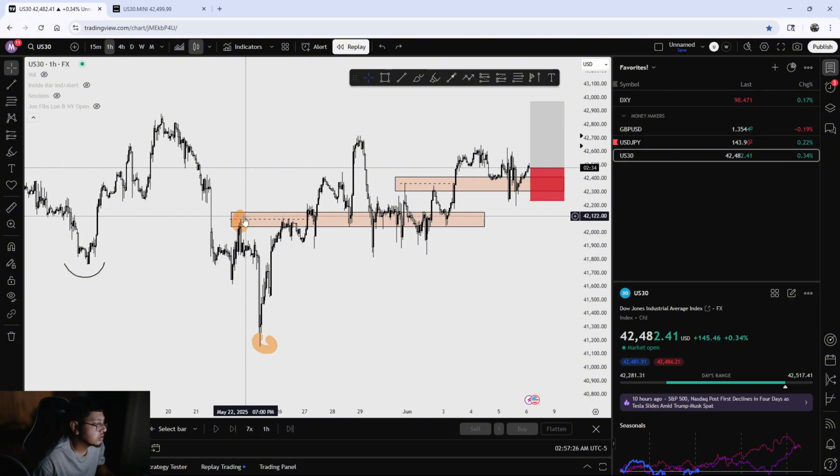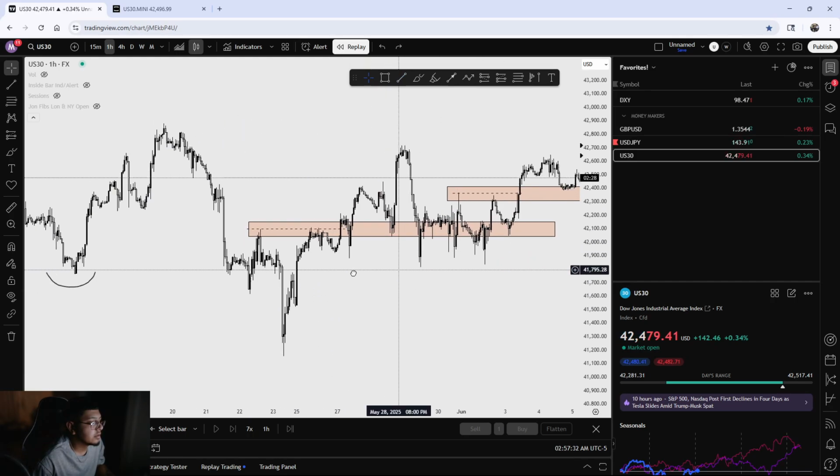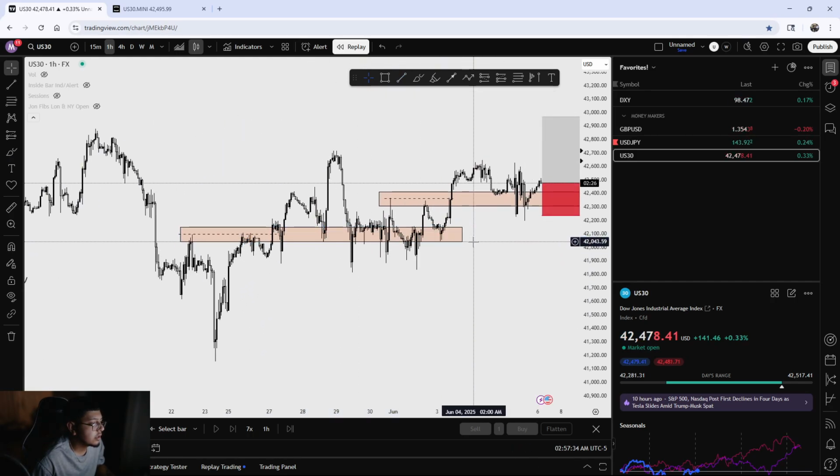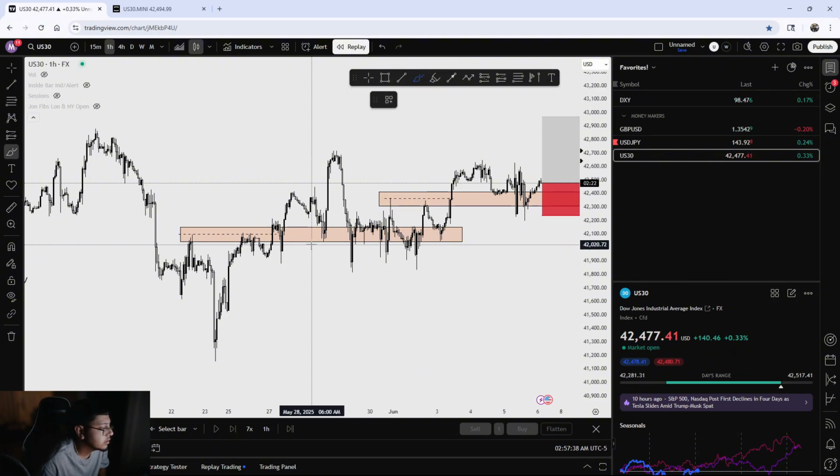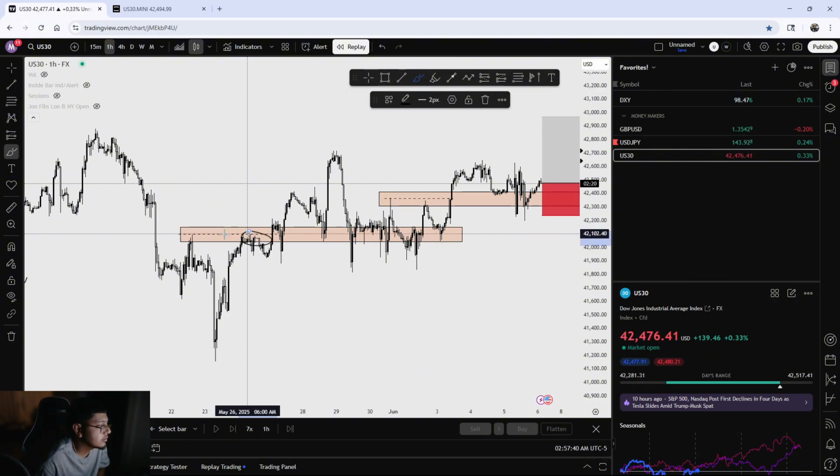But internal structure, we have that break of the high right here. So mark up my zone. And what price has been doing is actually giving good reaction off that zone. So we have 1, 2, 3, 4, 5, 6, 7, 8, 9, 10, 11, 12, 13 points of reaction off that zone.